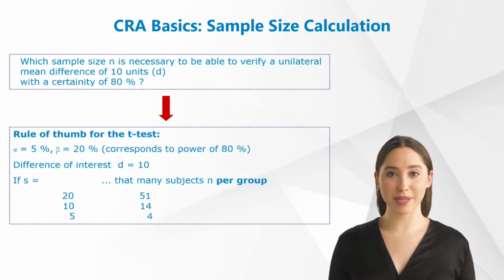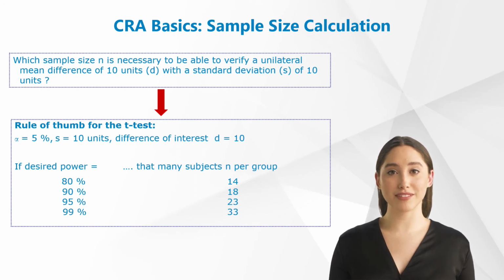An example of sample size calculation. The issue here is finding the sample size necessary for the verification of a unilateral mean difference of 10 units, d, with a power of 80%. Alpha is 5% and beta is 20%. Thus, the sample size is exclusively dependent on the scattering. For less scattering values, 4 subjects are sufficient in order to achieve a significant result with the defined power. However, if the values scatter strongly, as many as 51 subjects are needed.